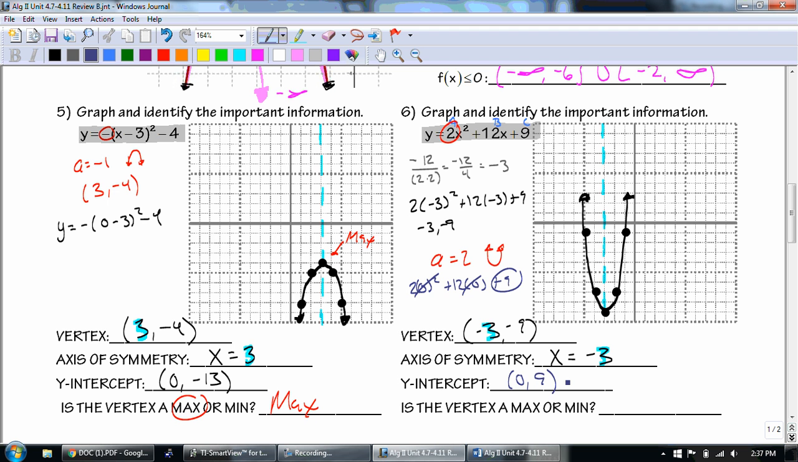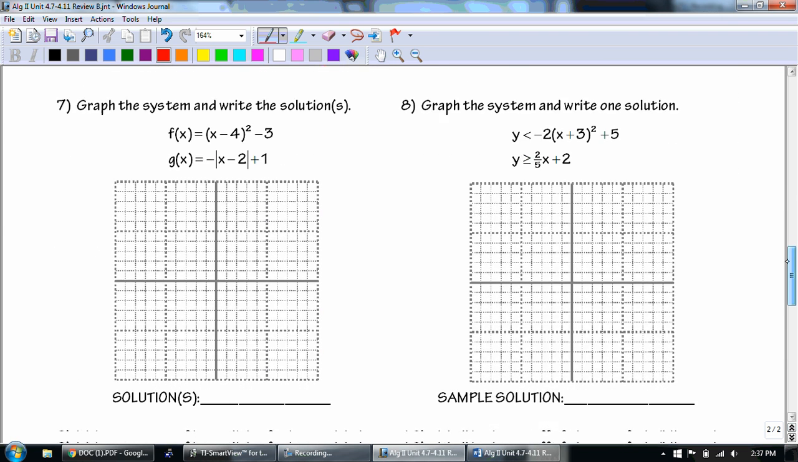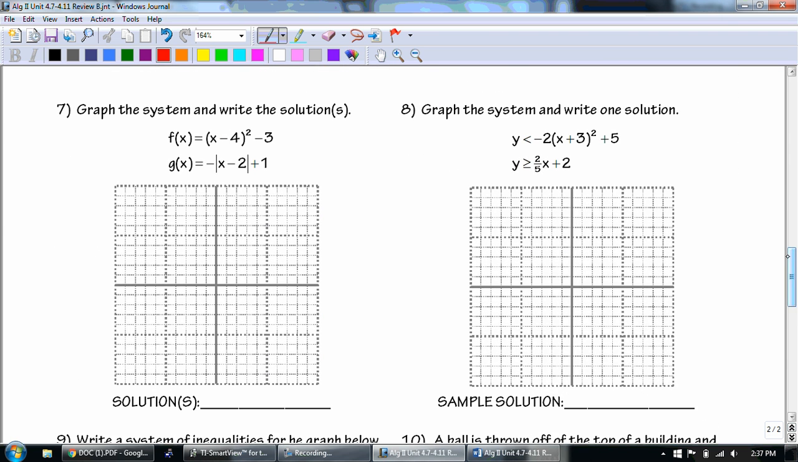And then is it a max or is it a min? Well, look at the bottom right here. I can see it, and that's as low as it goes. So that is the minimum value. All right, let's go ahead and flip it over.